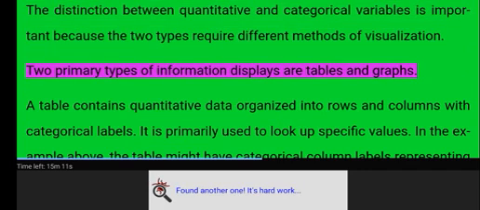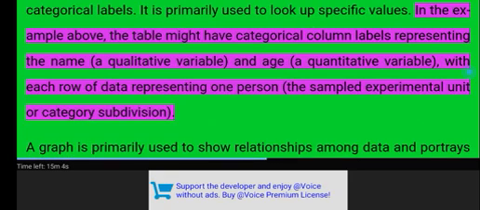Two primary types of information displays are tables and graphs. A table contains quantitative data organized into rows and columns with categorical labels. It is primarily used to look up specific values. In the example above, the table might have categorical column labels representing the name, a qualitative variable, and age, a quantitative variable, with each row of data representing one person, the sampled experimental unit or category subdivision.